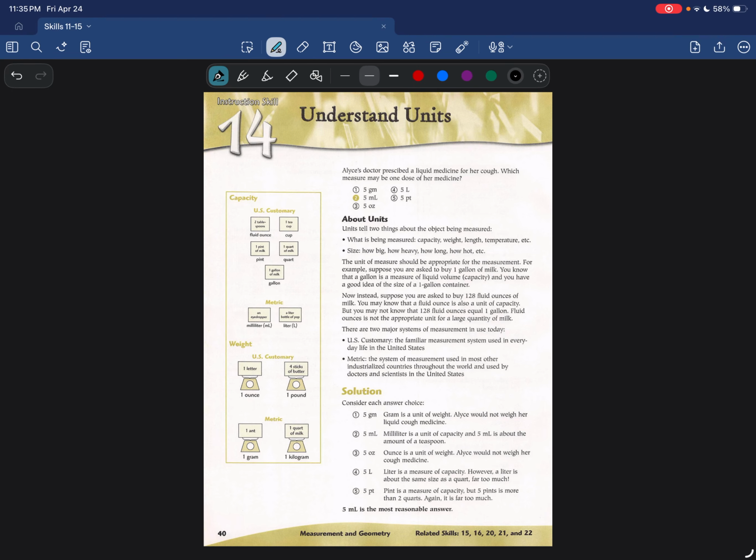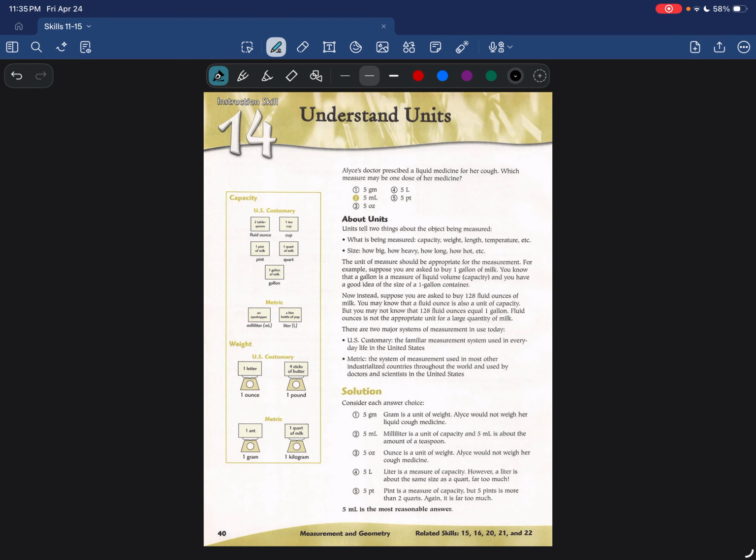For example, suppose you are asked to buy 1 gallon of milk. You know that a gallon is a measure of liquid volume, capacity, and you have a good idea of the size of a 1 gallon container. Now instead, suppose you are asked to buy 128 fluid ounces of milk. You may know that a fluid ounce is also a unit of capacity, but you may not know that 128 fluid ounces equal 1 gallon. Fluid ounces is not the appropriate unit for a large quantity of milk.